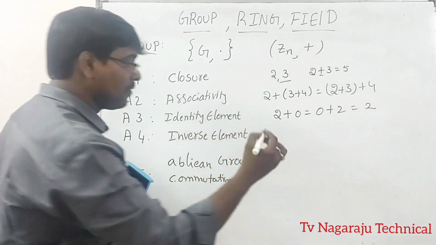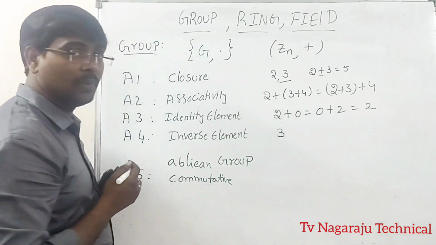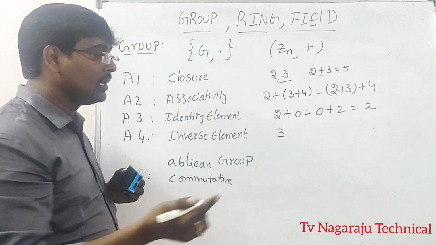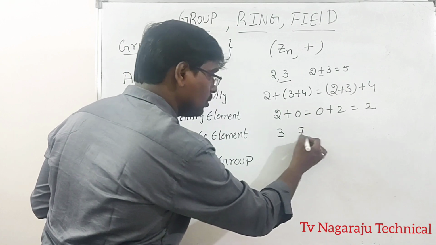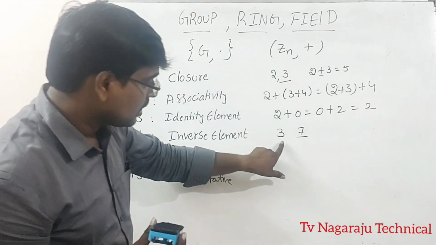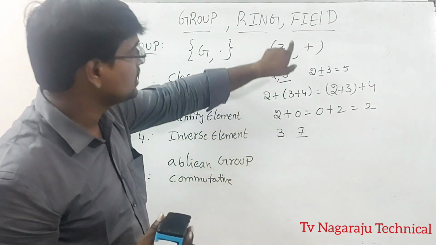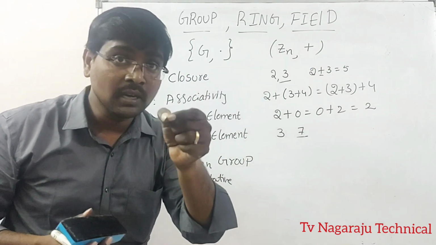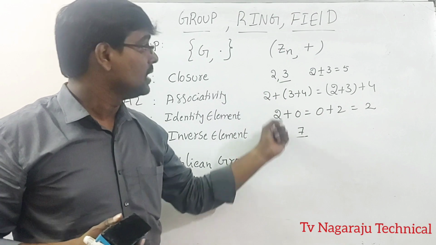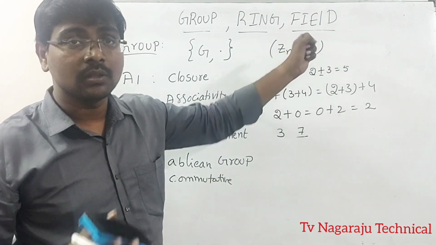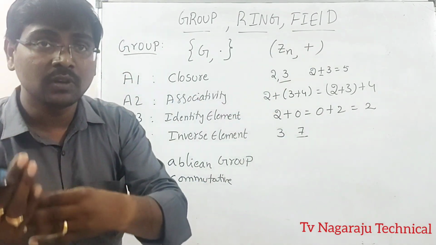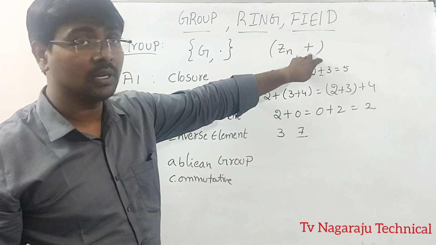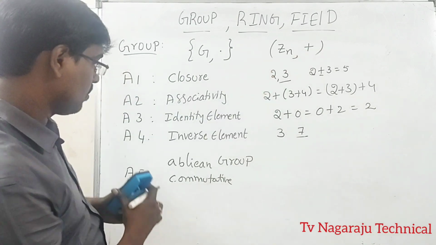Inverse element. For example, 3 is my element. What is the inverse of 3? Inverse of 3 is equal to 7. So, inverse of 3 is 7. 7 is also present in Zn. For example, if you are taking 7, inverse of 7 is 3. 3 is also present in Zn. So, for any element, that inverse is also available.